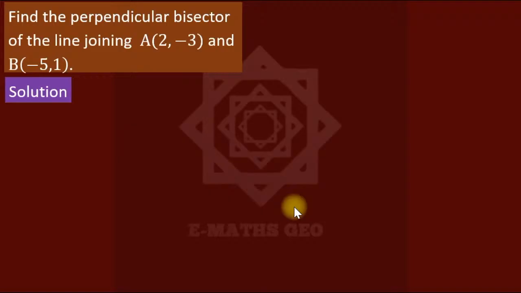Let's find the perpendicular bisector of the line joining these 2 points. Common sense will tell us that, assuming one point is here and the other is here, a perpendicular bisector is a line perpendicular to the line joining the 2 points. For it to bisect the line, it must pass through the midpoint. So this is the middle.